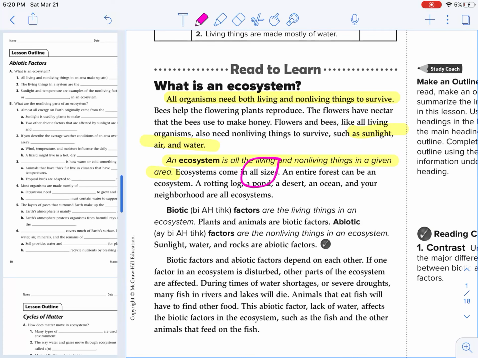Biotic factors are living things in an ecosystem. So we are going to highlight that and then circle "living." Plants and animals are biotic factors. What I want you to be thinking about is that biotic is going to be anything that is alive or was once alive or came from something that was alive. Like a leaf that is on the tree, that's a biotic factor. And that same leaf in the fall, when it's on the ground, is still a biotic factor.